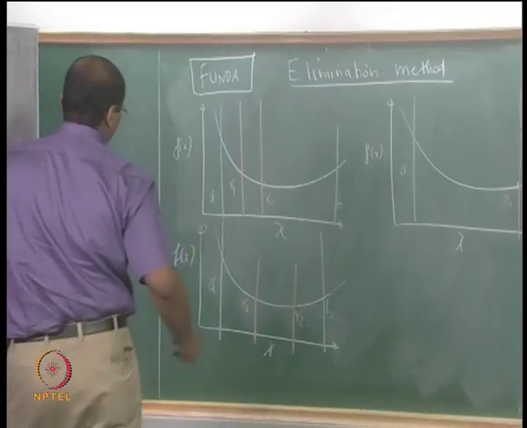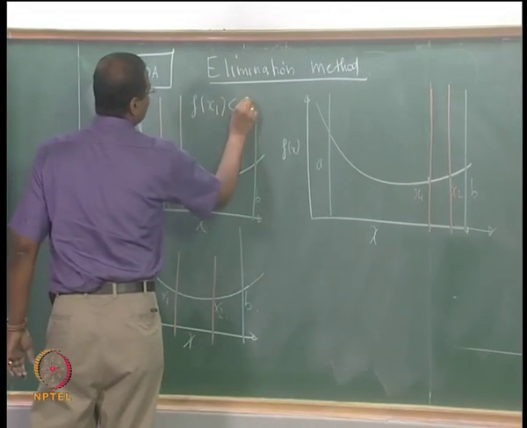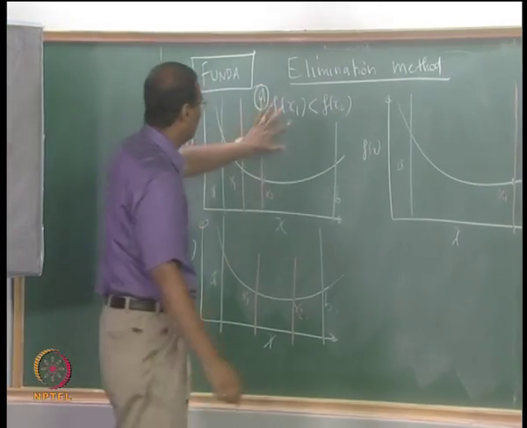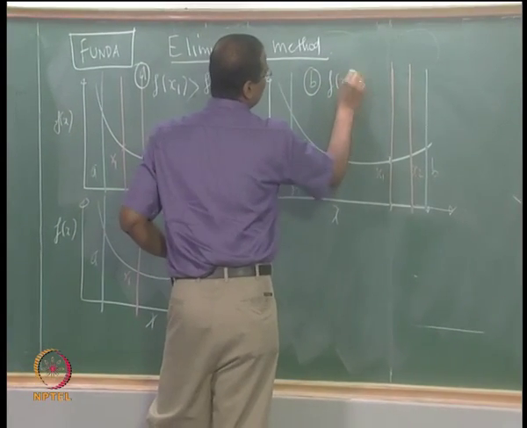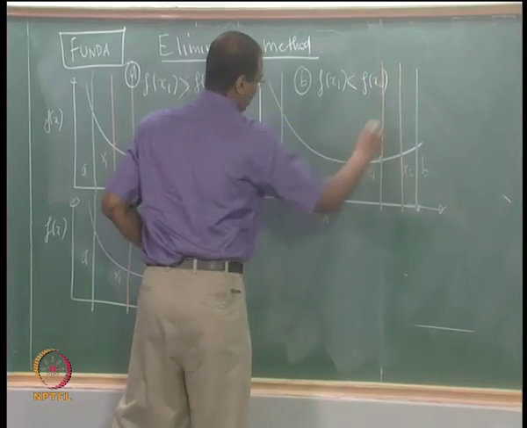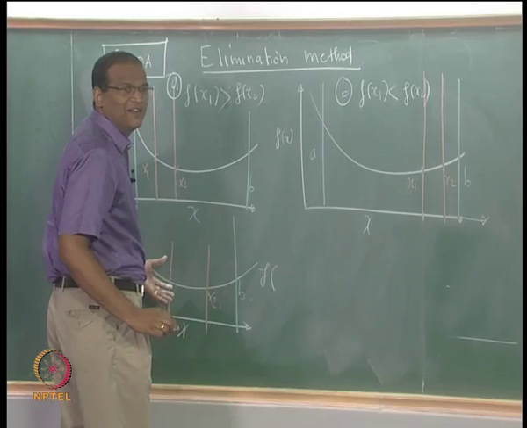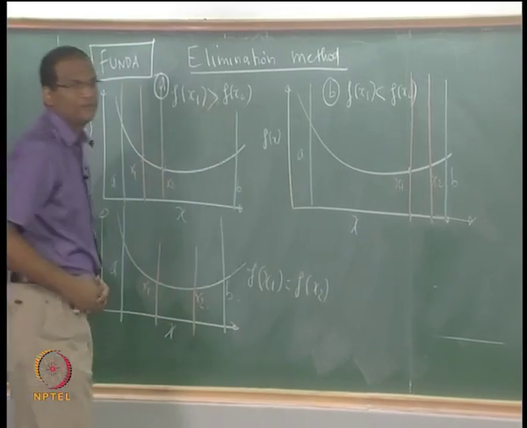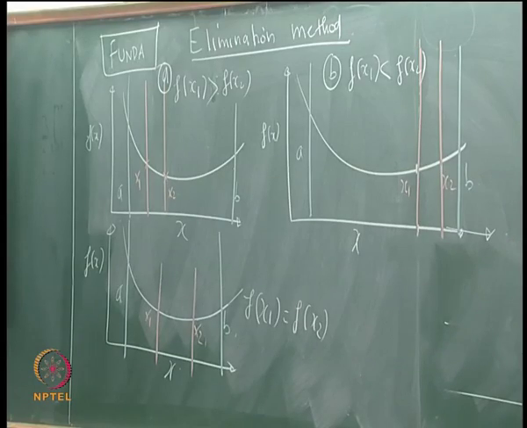Now, case A: f of x1 is less than or equal to f of x2. Case B: f of x1 is greater than f of x2. This is f of x1, hopefully I have drawn it all right. I am seeking a minimum.